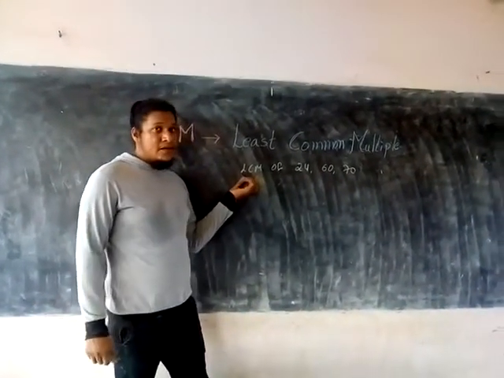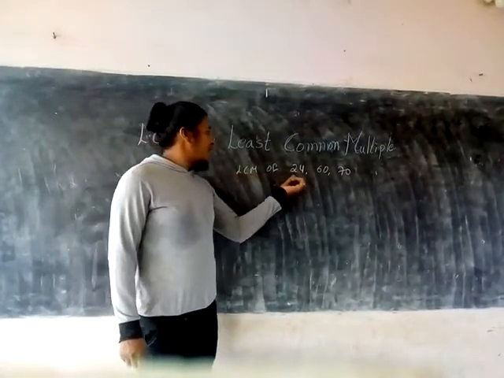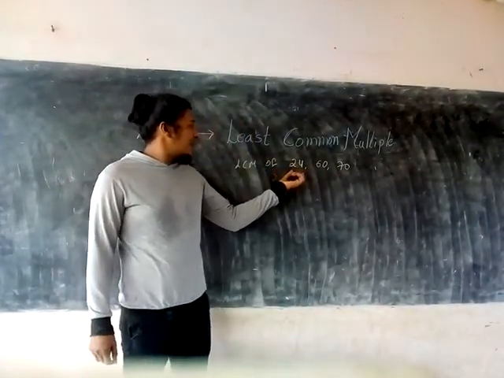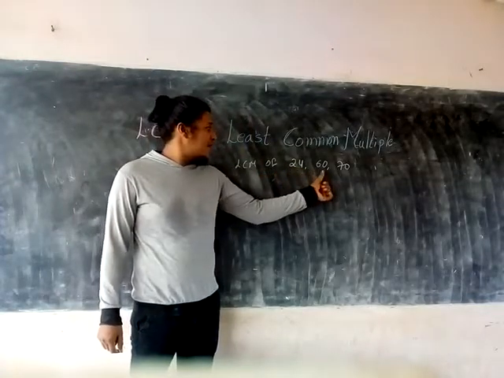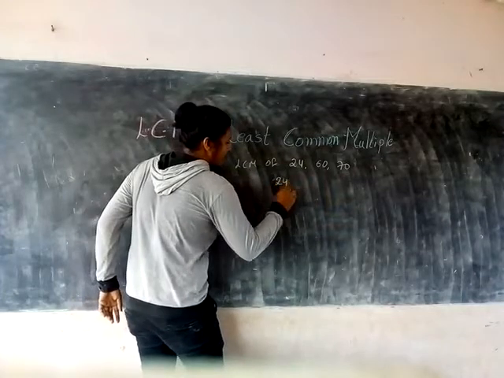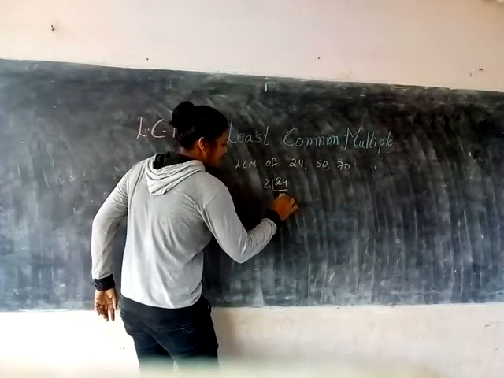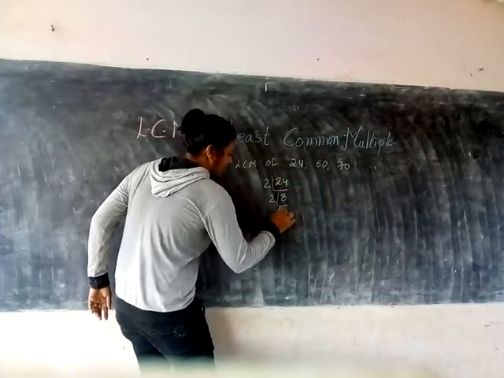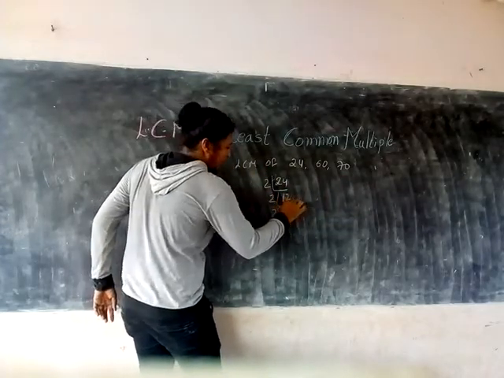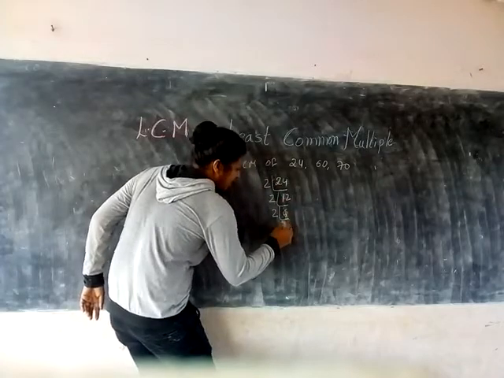Okay. Now finding the LCM of 24 comma 60 comma 70. Now what is the difference from the previous sum? Here there are 3 numbers, 24, 60, 70. But the same method we are following. 24, 2 12 times, again 2 table, 6 times, 3 times.